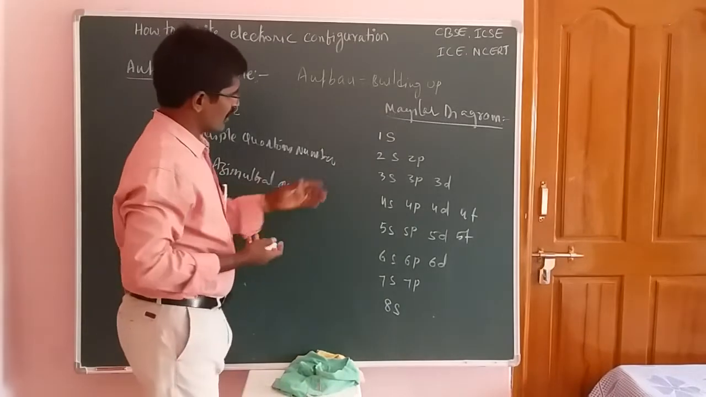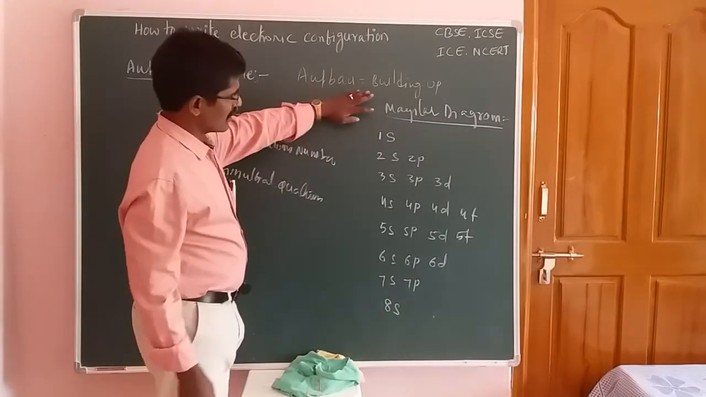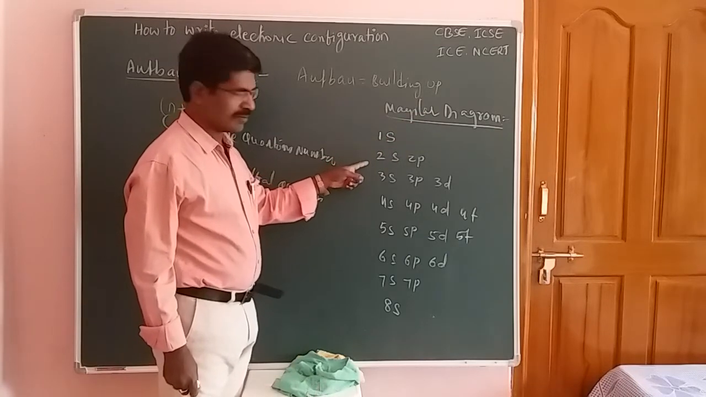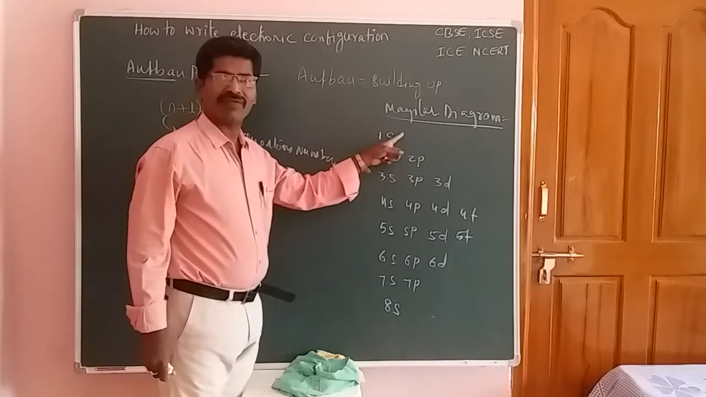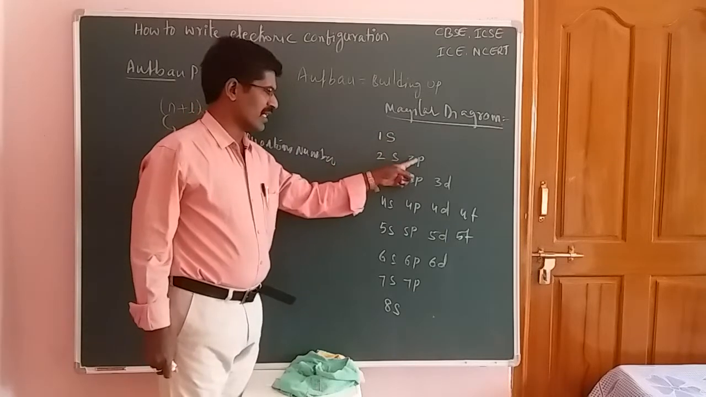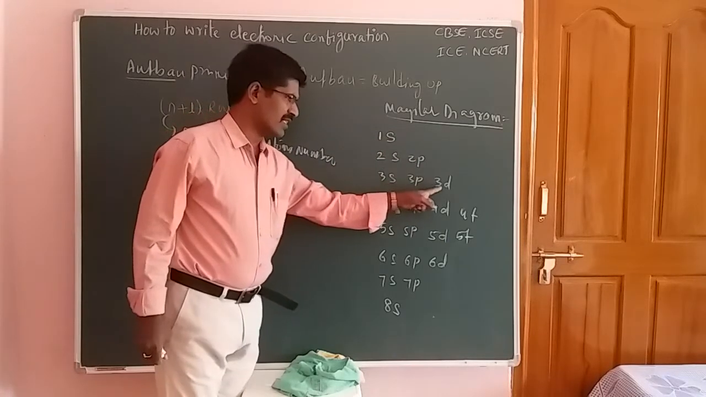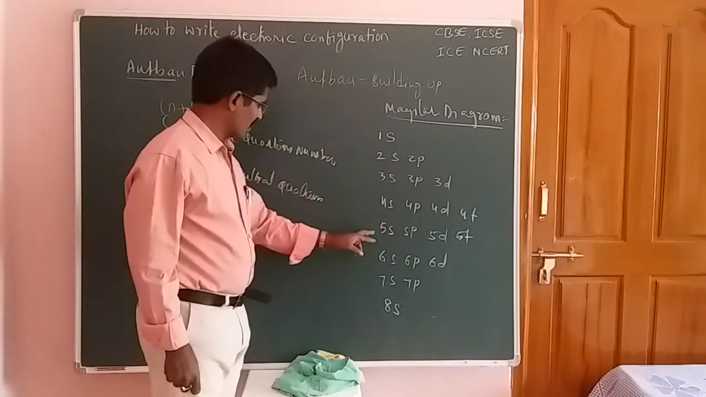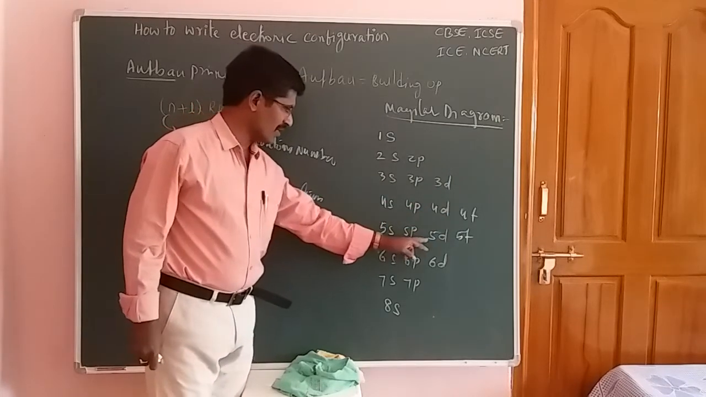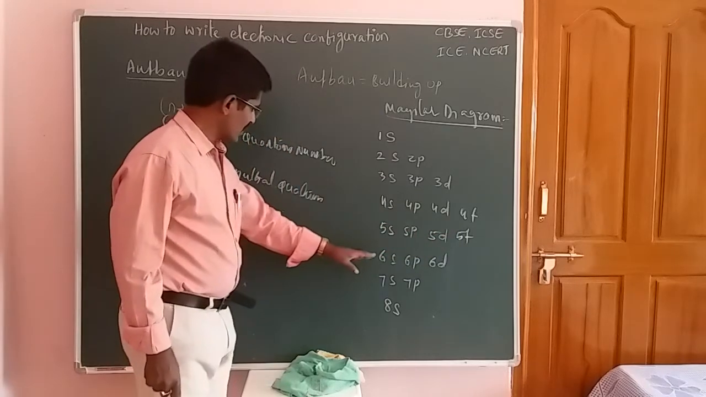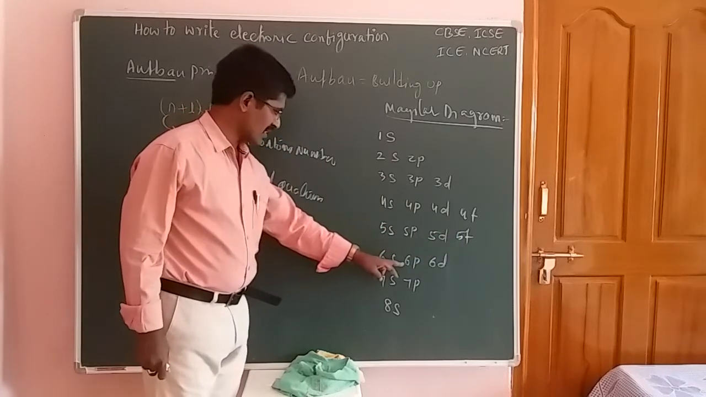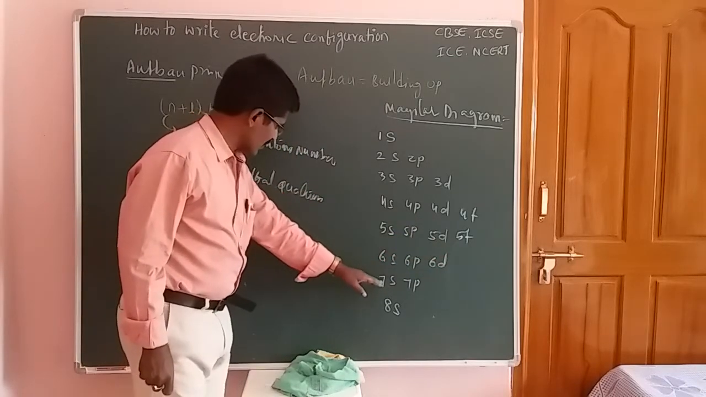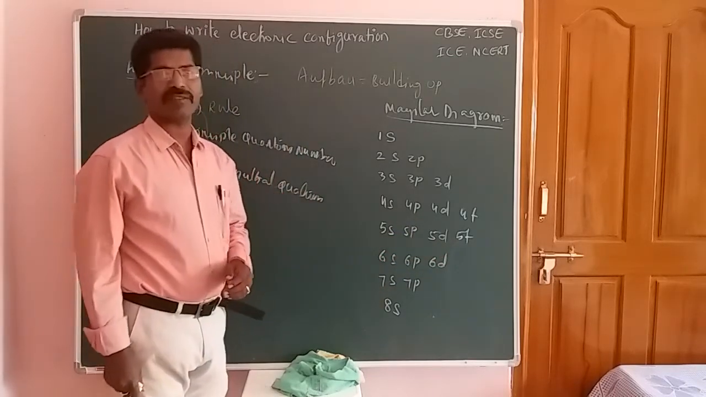Now all of you look at the board. Students, listen. In the Moeller diagram, this is the first energy level. 2s, 2p is the second energy level. 3s, 3p, 3d is the third energy level. 4s, 4p, 4d, 4f is the fourth energy level. 5s, 5p, 5d, 5f is the fifth energy level. Sixth energy level is 6s, 6p, 6d, 6f, like that, students. Next is 7s and 7p, and last is 8s, students.